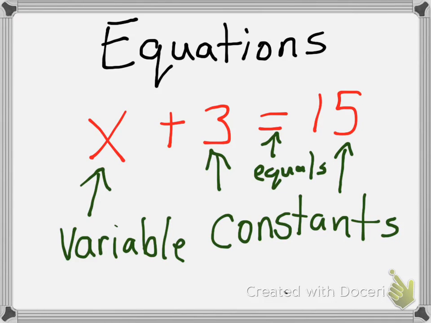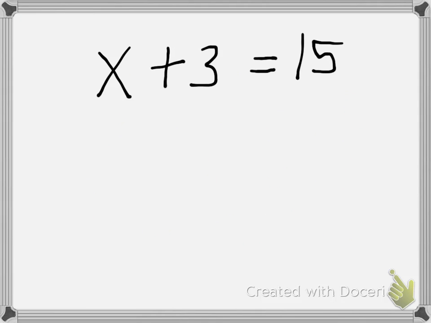Today we will be learning about equations. An equation has a variable, one or more constants, and an equal sign. In an equation, we are trying to solve for the variable. So in this case, we want to know the number that is added to 3 to get 15.